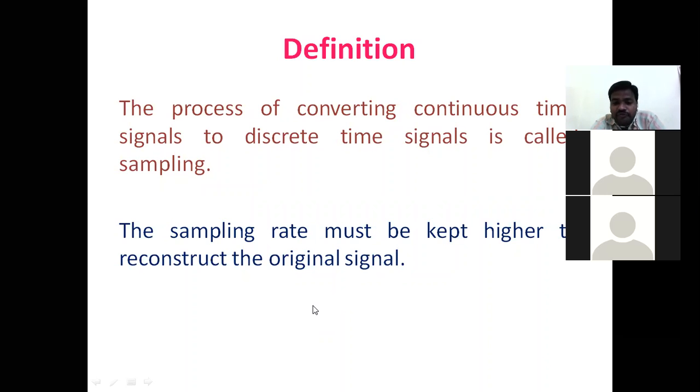Later, it is very important to get the original back. Suppose I have given you x of t. That x of t is passed to an A to D converter, and that analog signal is converted to a digital signal. That digital signal is processed by a digital signal processor. After that you will get a digital output, and later again you will get the output in analog form.